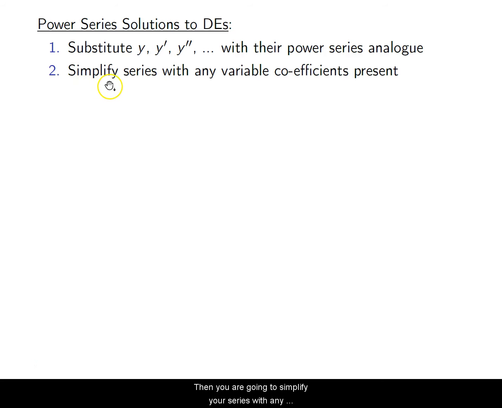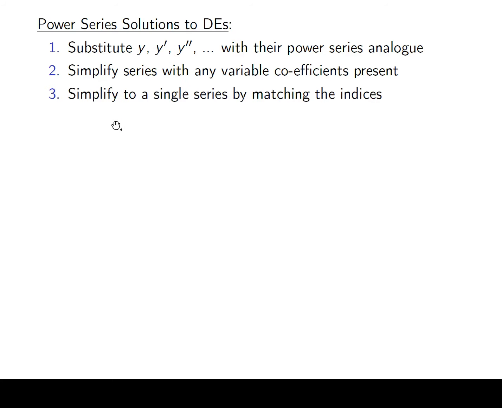Then you are going to simplify your series with any coefficients that are present, okay? So if you have an x times y, for example, you're going to multiply all of the terms in your power series by x, meaning that the index for the power in x will increase by 1. So instead of being the sum of c_n x^n, it'll be x^(n+1), right? So you're going to pull any variable coefficients into your power series.